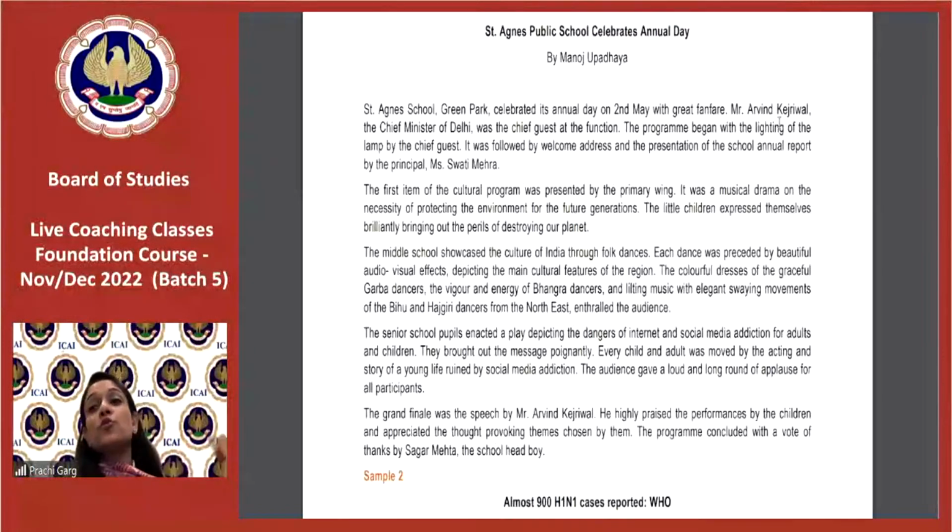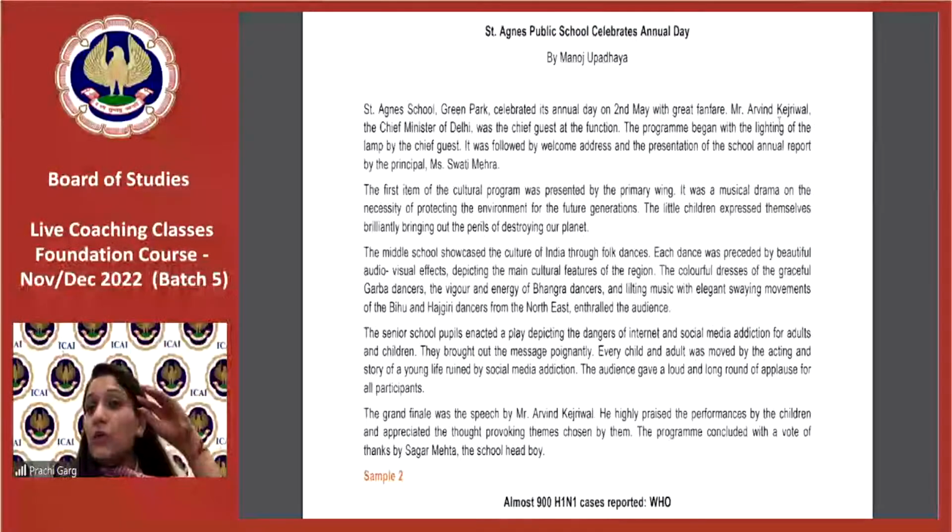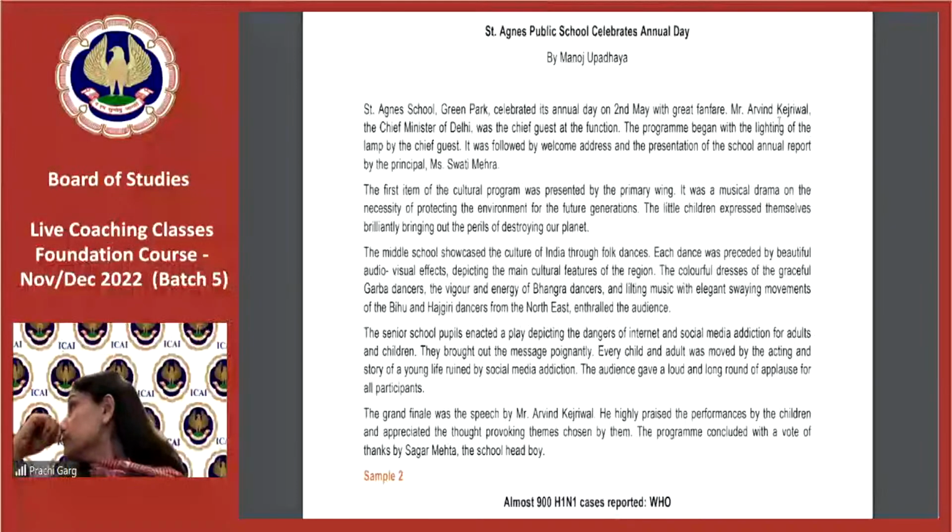So the middle school showcased the culture of India through folk dances. Now, what was the audiovisual effect? What was the cultural feature? The colorful dresses, and what was the zeal and enthusiasm of the kids, and what all the touches of the dance forms and the performances under stage dances that was done.